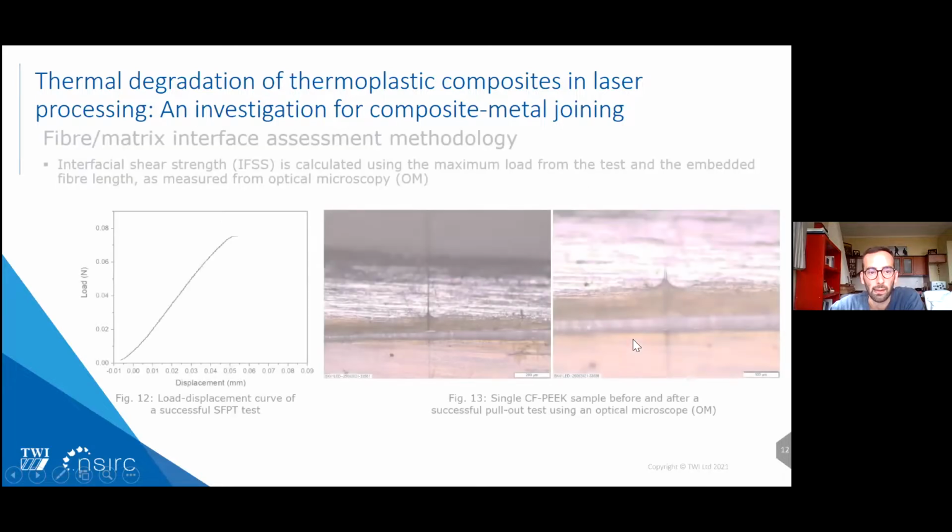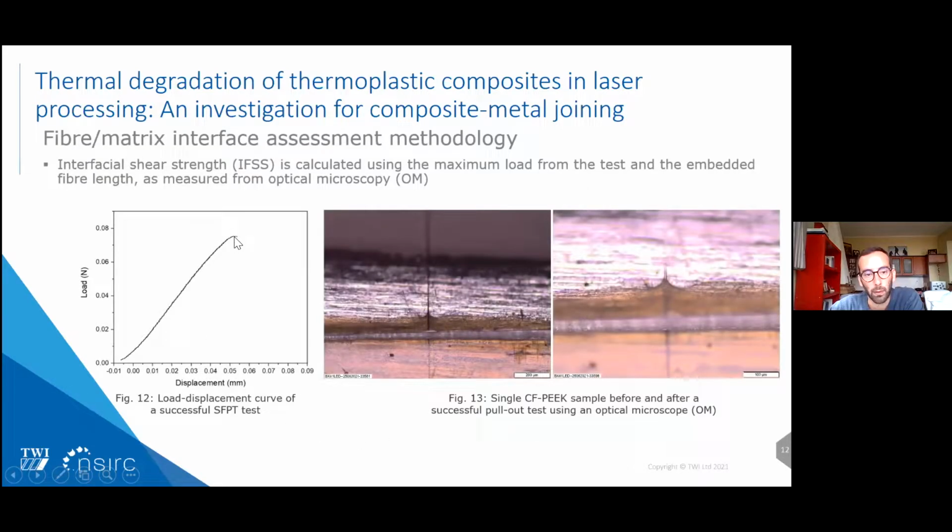By performing this test and acquiring the debonding load, which is the maximum load on the load displacement curve, and by measuring the exact embedded length with optical microscopy before and after the test, you can calculate the interfacial shear strength. You can see in this figure how the specimen was, and how it is after the successful pull-out test. We are going to use this value in order to identify the effect of excessive heating on the interface properties of the material.